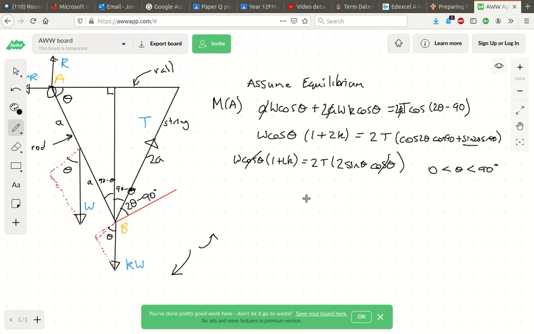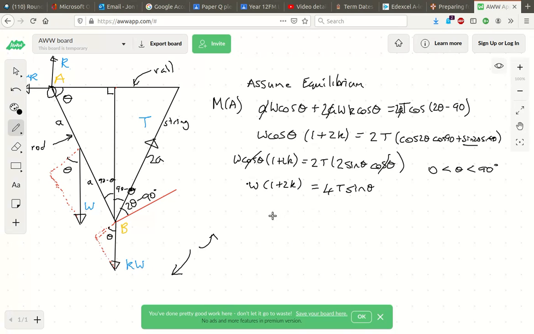If it's trapped between 0 and 90, cos theta is trapped between 0 and 1, but strictly greater than 0. So we can divide by cos theta. And then we're going to end up with 4 times 1 plus 2k equals 4t sine theta.